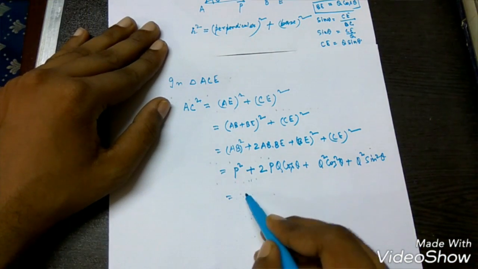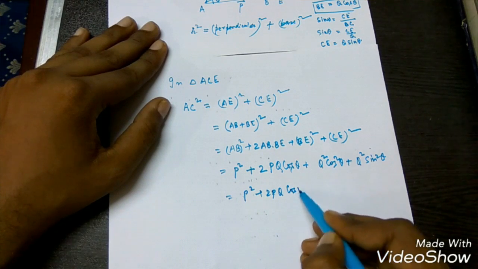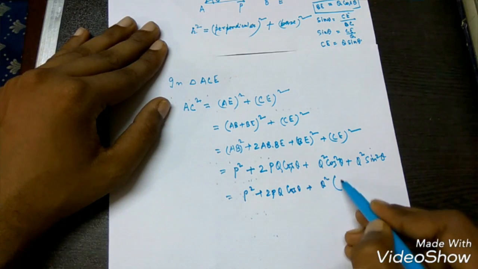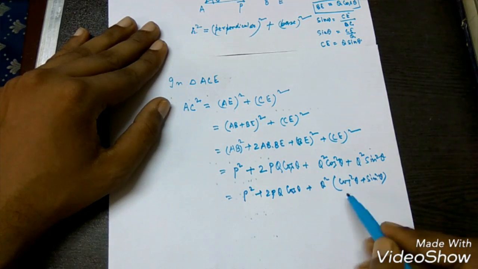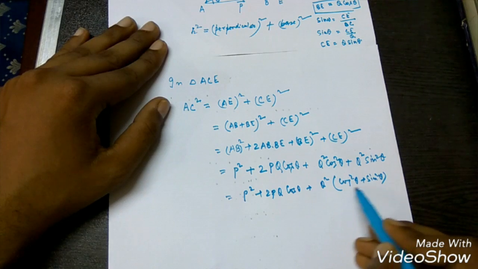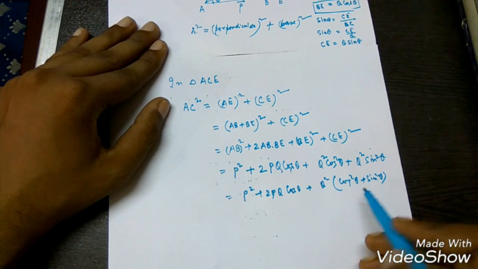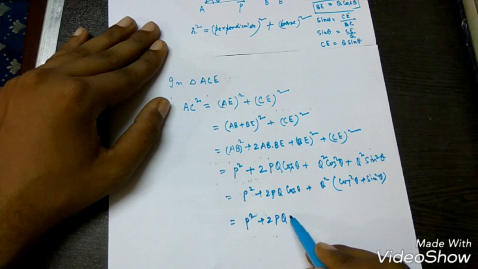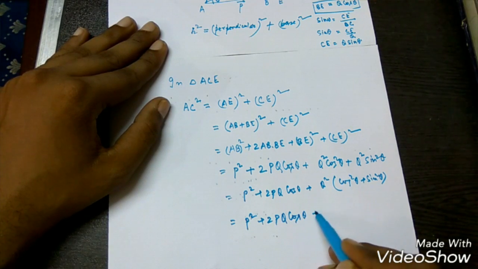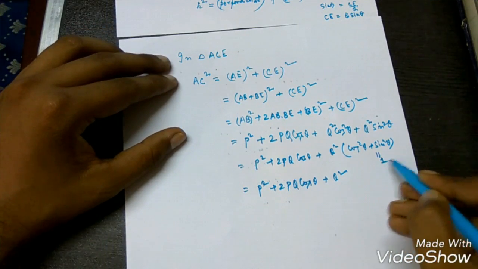Now, on simplification, we will find that this portion cos² theta plus sin² theta is a very known thing, that is, its value is 1. So the expression reduces to P² + 2PQ cos theta + Q². Okay, because this is equal to 1.